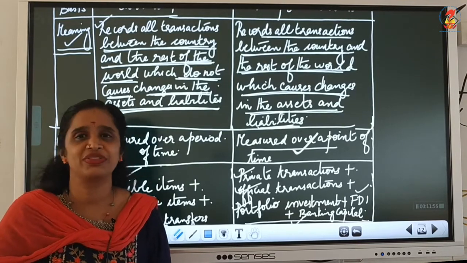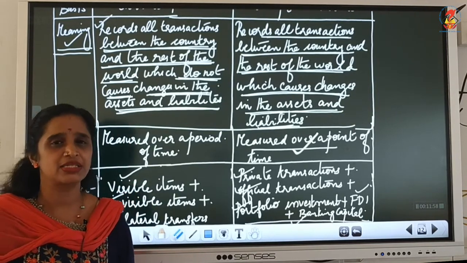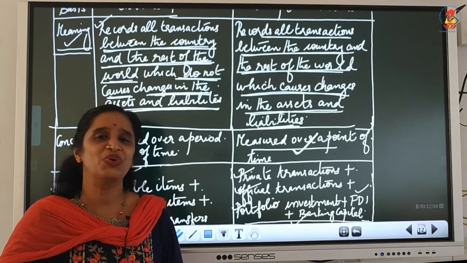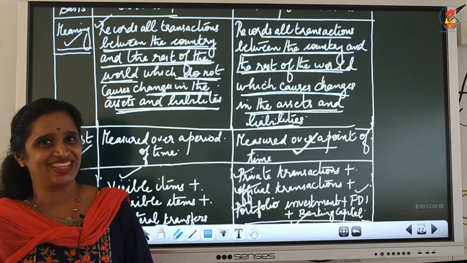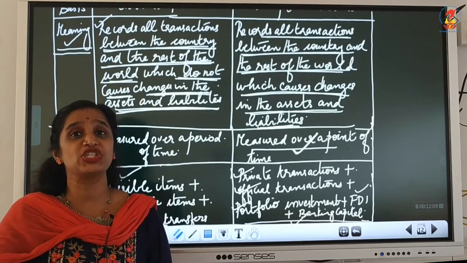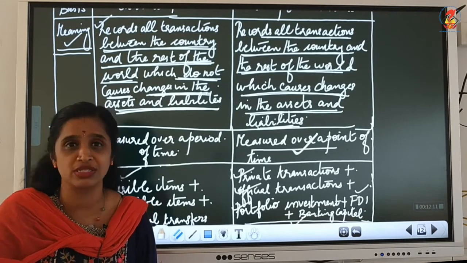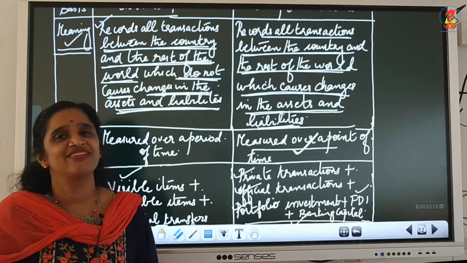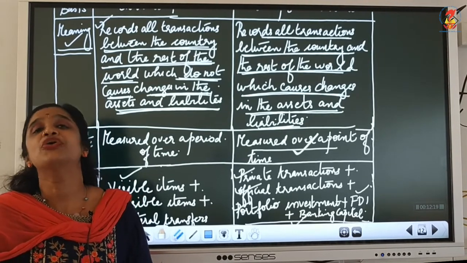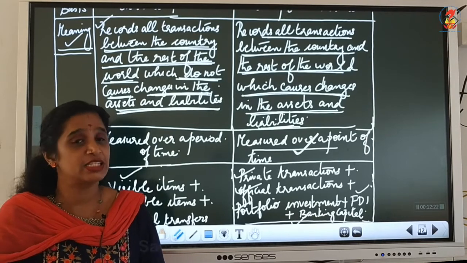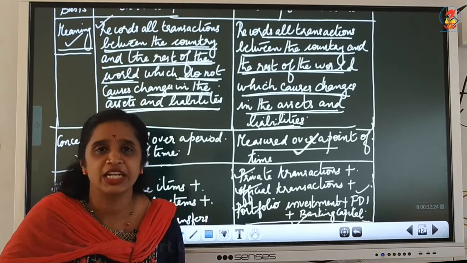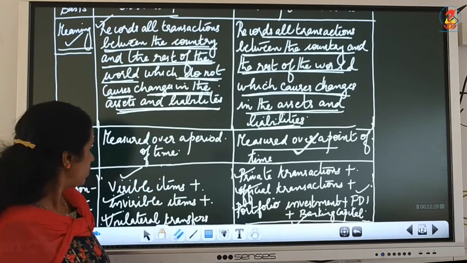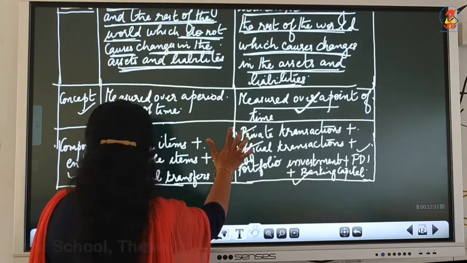Everybody is concerned about the assets and the liabilities. Simple example that I can give you: the public will take a loan from the commercial banks only when the rate of interest is low. So all these depend on a particular point of time. It is a stock concept. So investors will be taking the investments only when the situations are favorable for them. That is why we say it is measured at a particular point of time, because everybody is concerned about the assets and liabilities. Now the next one, on the basis of components.